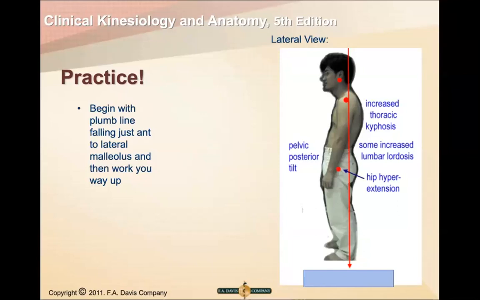So somebody tell me where his ear needs to be in relation to the plumb line, or where it is right now. Too far anterior. Okay, so you could say, very good. You could say the ear is too far anterior to the plumb line. Okay, now let's look at the acromion. Also too far anterior.